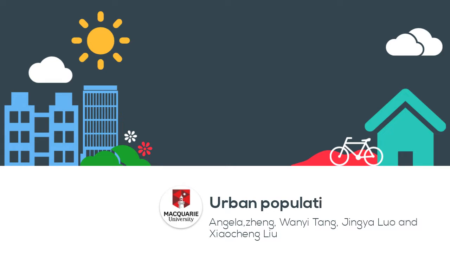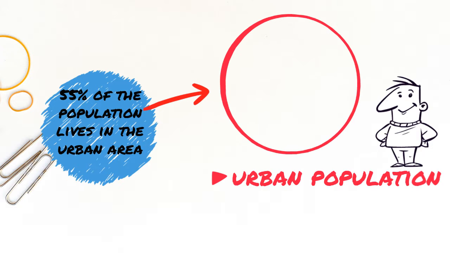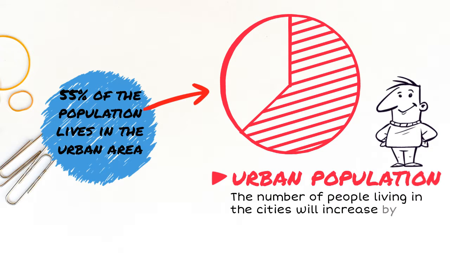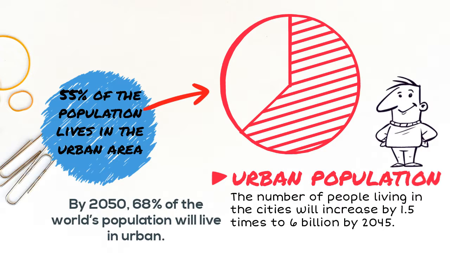Hi everybody, today we're going to talk about urban population growth, link it to economics, and use exponential graphs to show how urban populations are growing rapidly. Research from the World Bank shows that 55% of the population lives in urban areas today, and the trend is continuously growing. The number of people living in cities will increase by 1.5 times to 6 billion by 2045, and by 2050, 68% of the world population will live in urban areas.